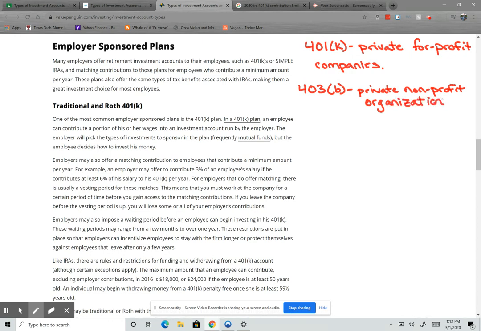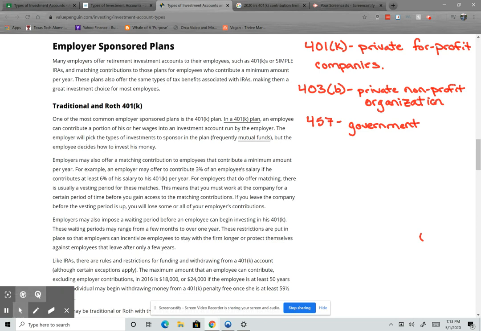So Boy Scouts of America is a private non-profit organization. They have a 403b. Westbury Christian School, we are a private non-profit organization. We have a 403b. Okay. And then the last main one that we're going to focus on is the 457. Tax code, section 457, and this is for government. If you work for the government, typically you would have a 457 defined contribution plan.